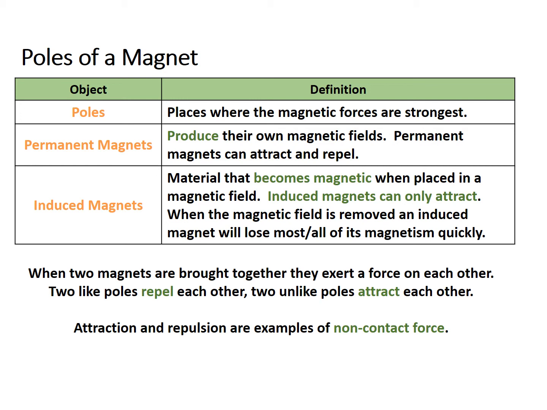And as it says at the bottom, when two magnets are brought together, they exert a force on each other. This is called the magnetic force. Two like poles repel, and this is because the magnetic field lines push against each other and they can't cross, and unlike poles attract, north to south and south to north. Okay, and both of these are an example of a non-contact force.